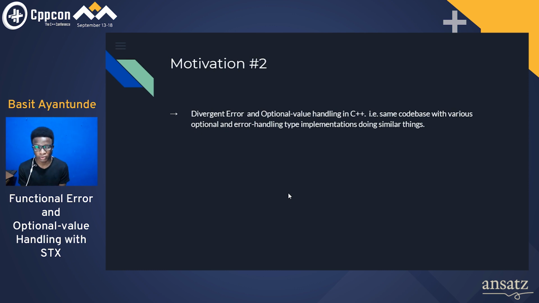Motivation number two is the divergent error and optional value handling in C++. In some code bases with various optional and error handling implementations, you often see them doing the same things within the same code base. So I think that's basically code bloat. A recent survey showed that 50% of C++ projects ban exceptions in total or in whole and use a vast variety of different error handling techniques.